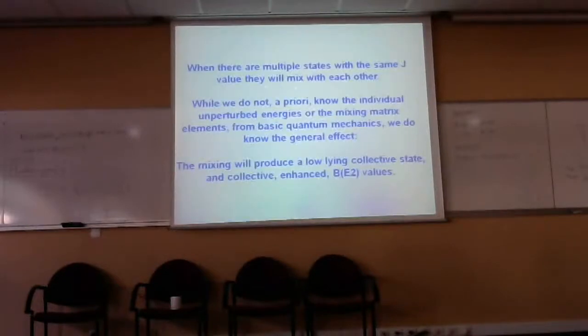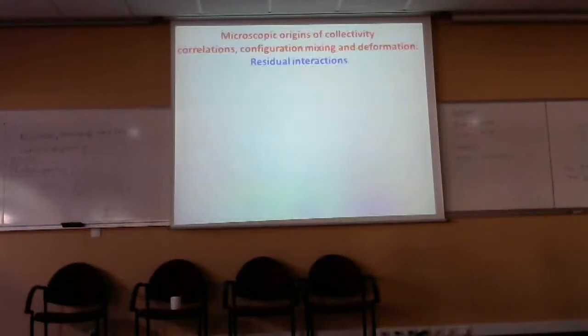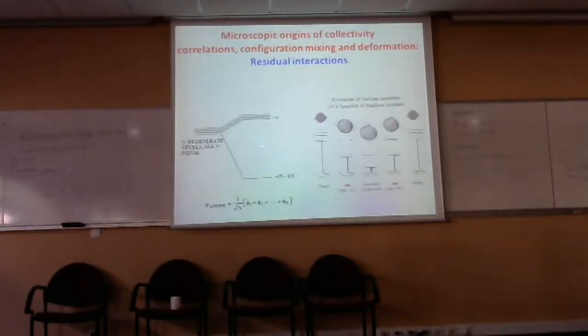Okay. When there are multiple states with the same J, we know that they can mix with each other due to residual interactions. We don't know a priori what the individual unperturbed energies are. We don't know what the mixing matrix elements are. But from basic quantum mechanics, we know the general effect. Namely, that it'll tend to produce a low-lying collective state, or more than one, with wave functions that are coherent. And the larger the number of states that can mix, the larger n is, okay, the more the collectivity will grow.